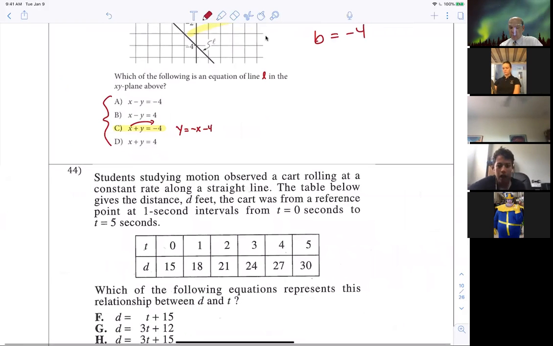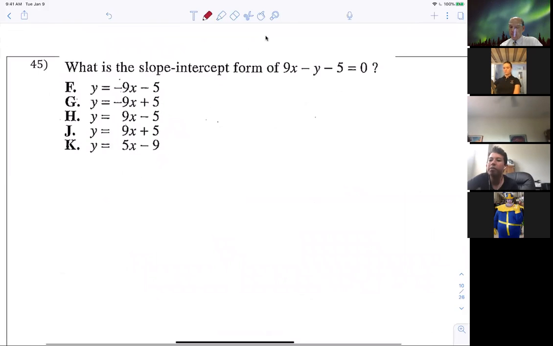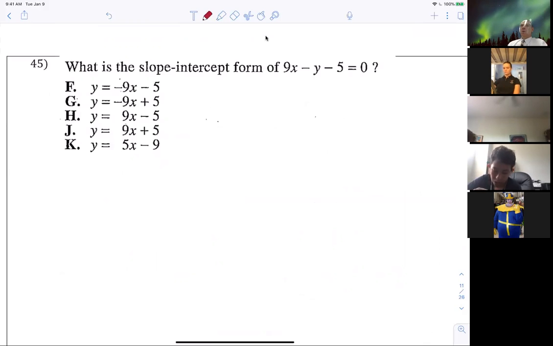All right, let's try 45. William, what do you think? William says 45 is H. Anybody agree with that? Yeah, good. All right, that is an ACT problem. See how easy those standardized tests are? Very easy. Everybody good on that?